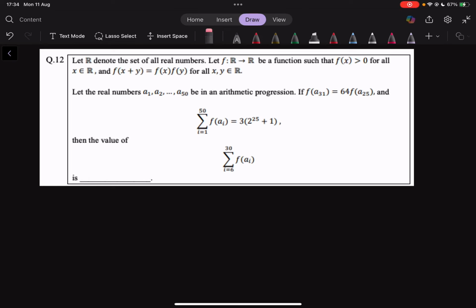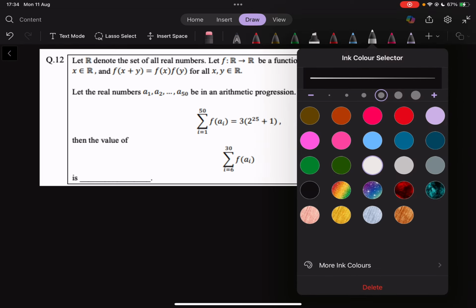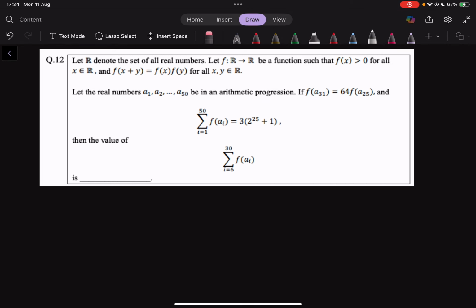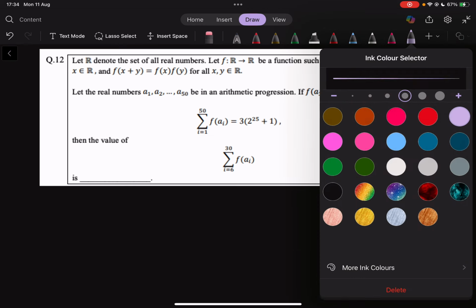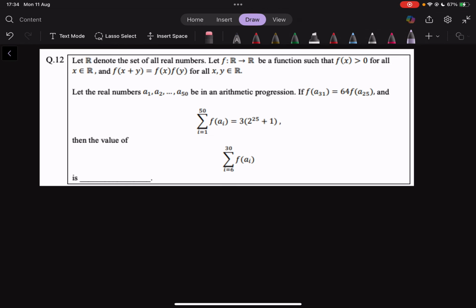In this video, I'll be solving the 12th problem of JEE Advanced 2025 Maths Paper 1. So we were given a function f of x plus y is equal to f of x into f of y for all x, y belongs to R. So f of x plus y is equal to f of x into f of y.